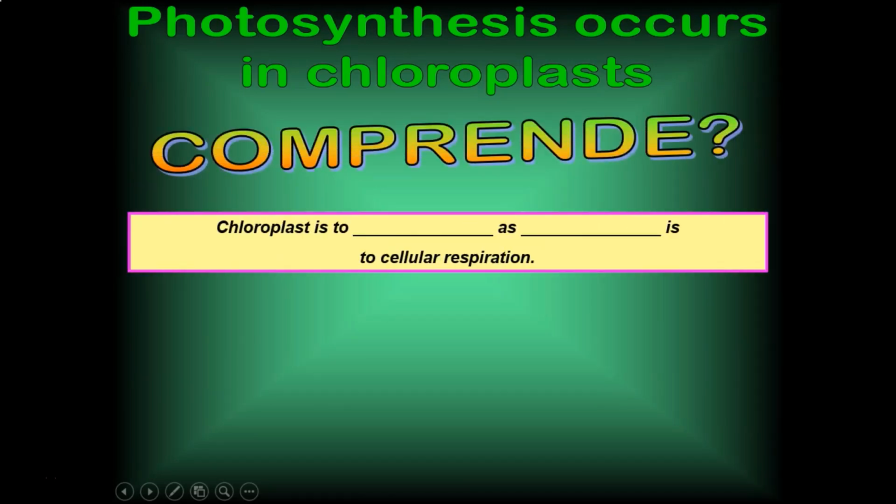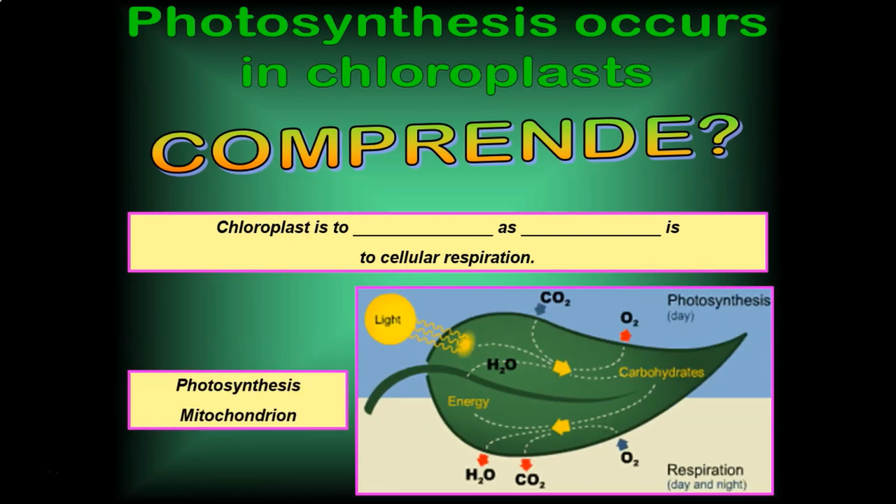Comprende, here we go. Chloroplast is to what as what is to cellular respiration? All right, so chloroplast is obviously an organelle and cellular respiration is a process. So chloroplast would be to photosynthesis, right? As mitochondria are to cellular respiration, or a mitochondrion. All righty, so there's a little bit of the introductory anatomy of a chloroplast.